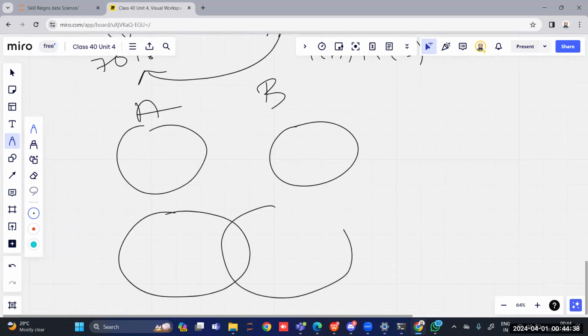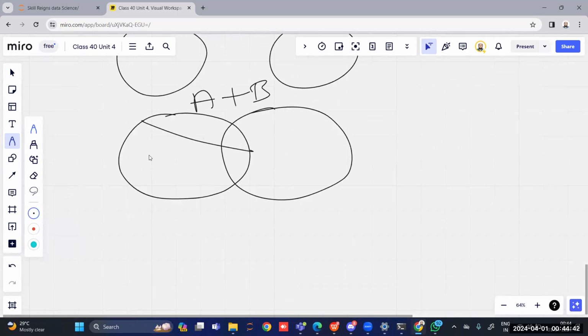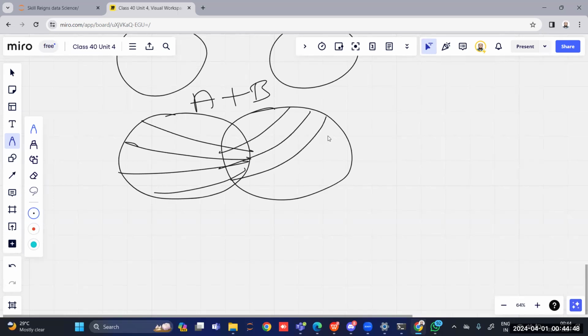A plus B. I have added A plus B. Yes or no? So when adding, see, this is A. I'm drawing like this line, and this is B. Yes or no? So see, this part, this intersection part, A intersection B, is coming two times. When I am taking A also, and when I am taking B also. Yes or no? So we need to, this intersection part.